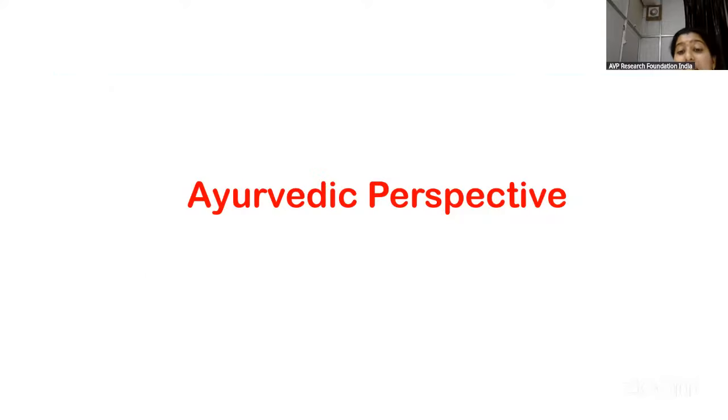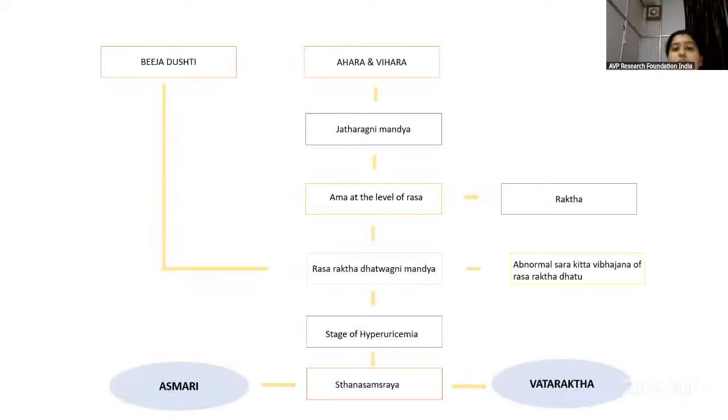Now, moving on to the Ayurvedic perspective of this particular disease. In Ayurveda, gout comes under a disease called Vatarakta, a condition where the Vata dosha vitiates the Rakta dhatu. This disease can be broadly classified into two stages: Uttana Vatarakta and Gambhira Vatarakta. Uttana Vatarakta may be correlated with the stage of acute gouty arthritis, and Gambhira Vatarakta can be correlated to the stage of tophaceous gout.